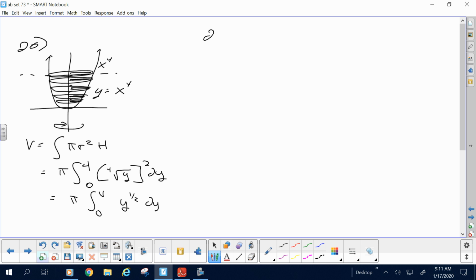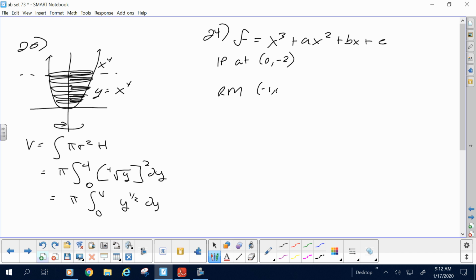24. Question on 24? Yes, no, maybe so. Yes. All right, 24. Inflection point at 0, negative 2. Relative max at negative 1, 0. The hard part of these is each of these facts needs to be used twice, and students tend to not see both uses.